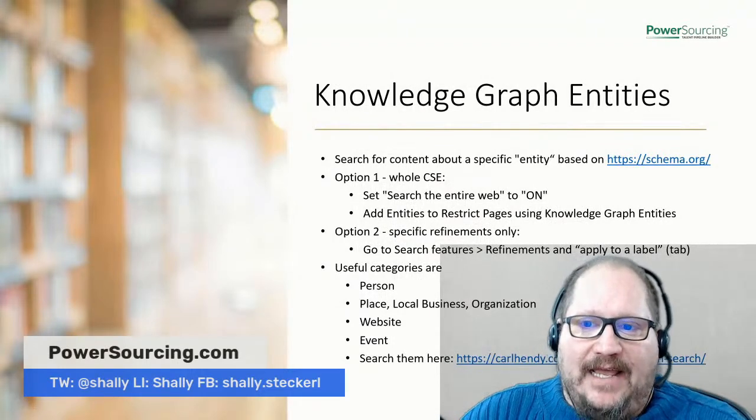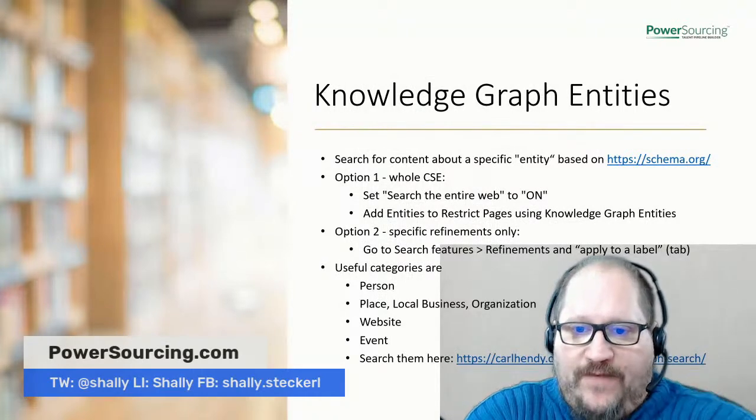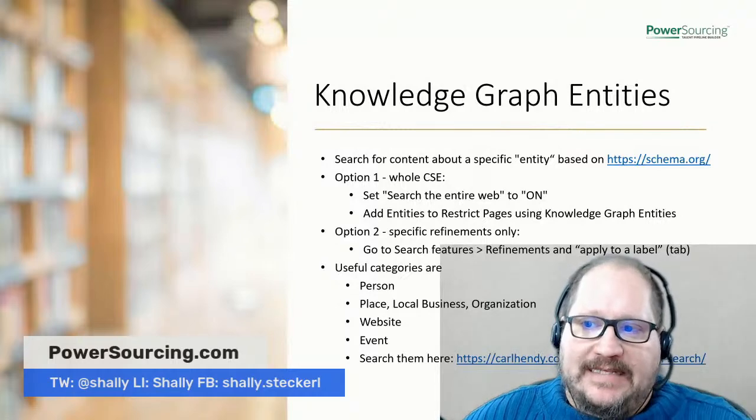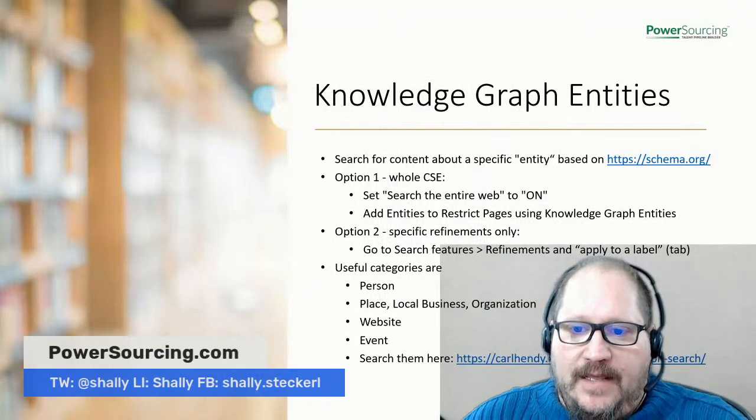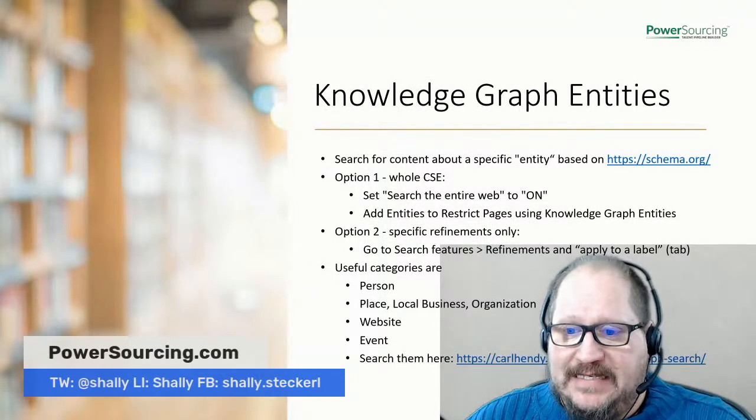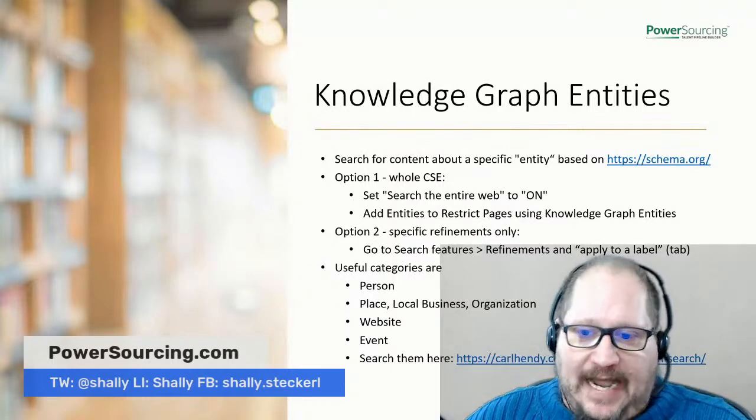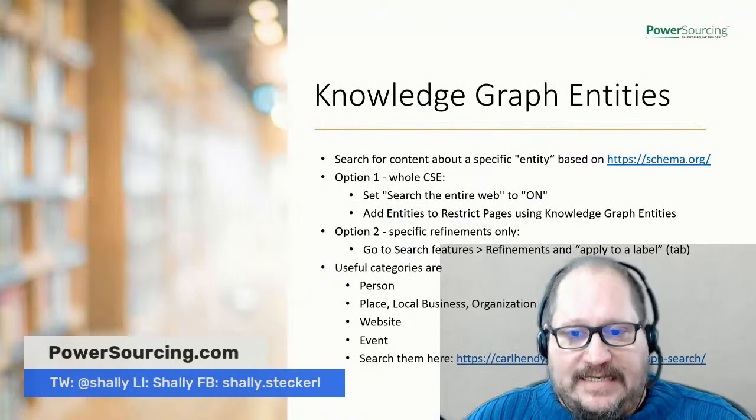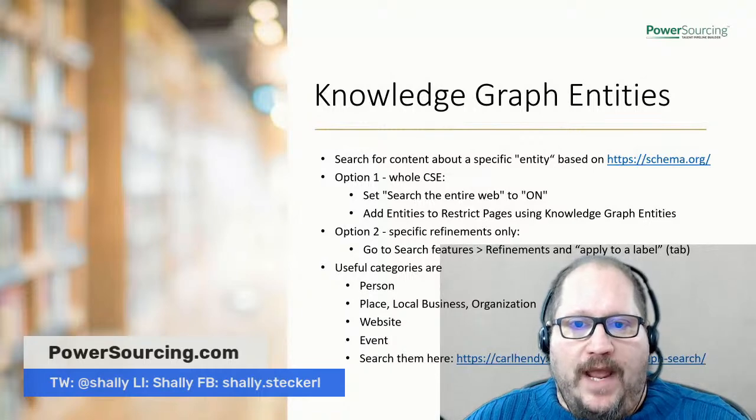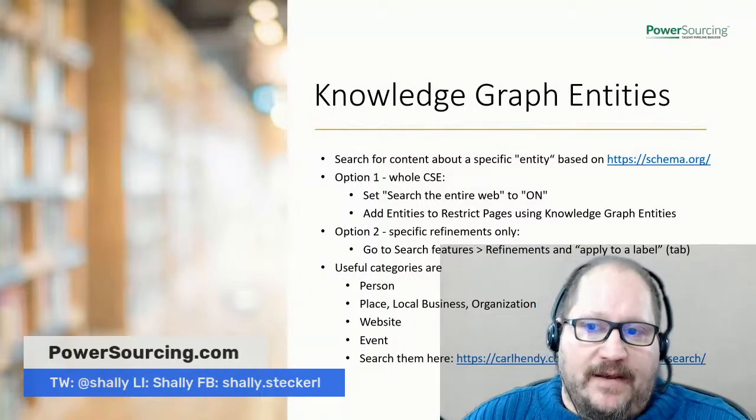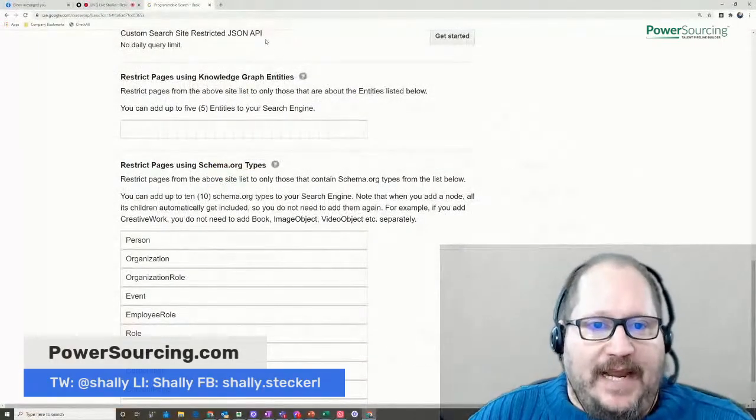You can apply an entity search to the whole CSE so that it works across all of your refinements, or you can apply an entity search to a specific refinement. In my personal opinion, it is much more useful to use entities in refinements as labels than it is to apply an entity to the entire search engine. However, the exception might be if you have a very customized focus search that you want to do and you don't want to limit anything else but that one particular entity, then it may make sense to use an entity in the whole CSE, meaning right here.